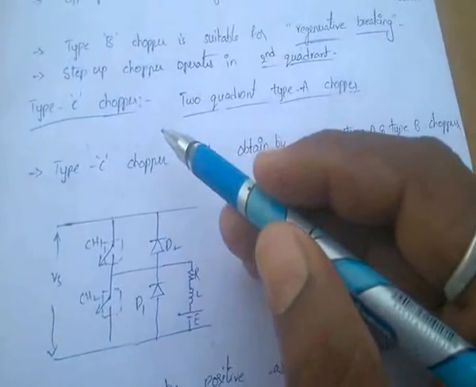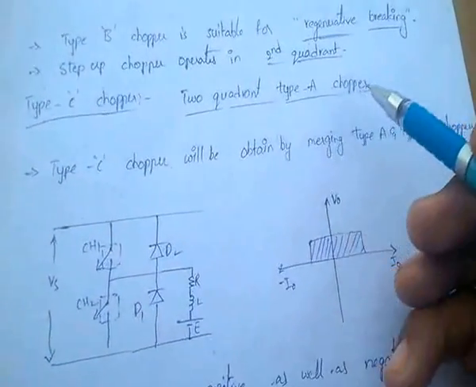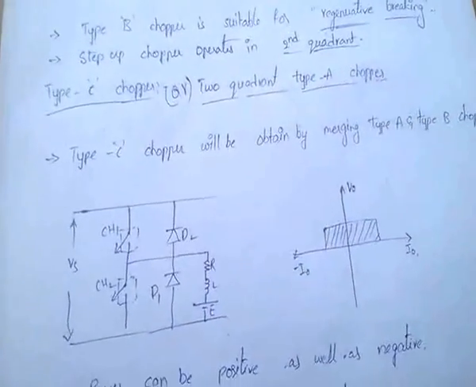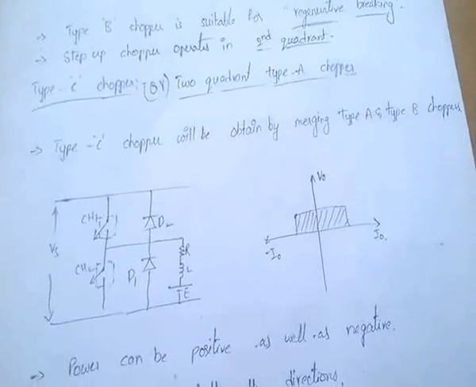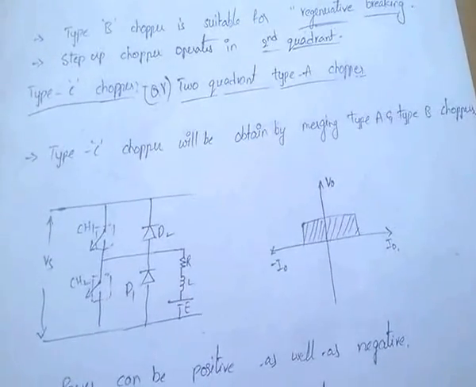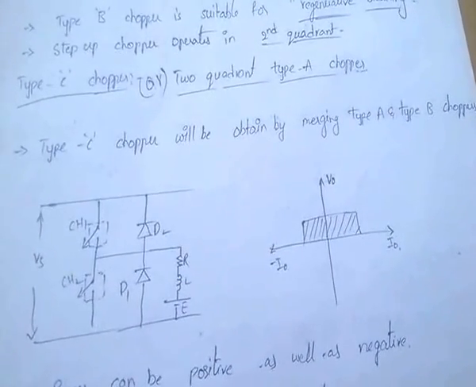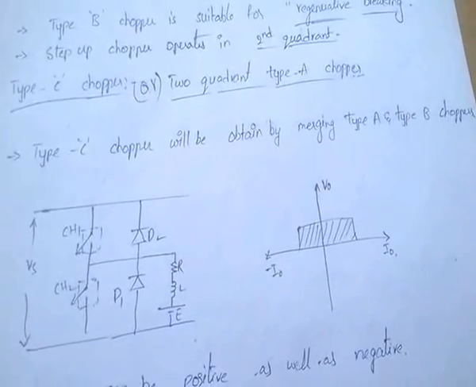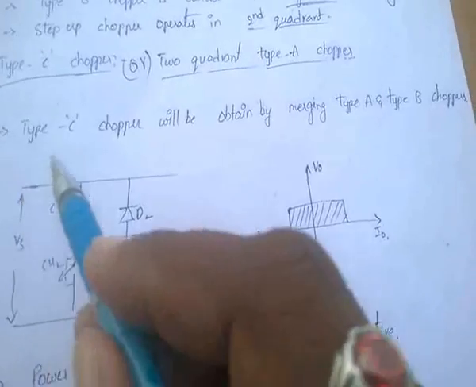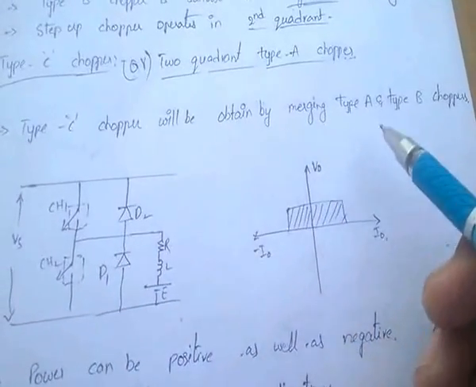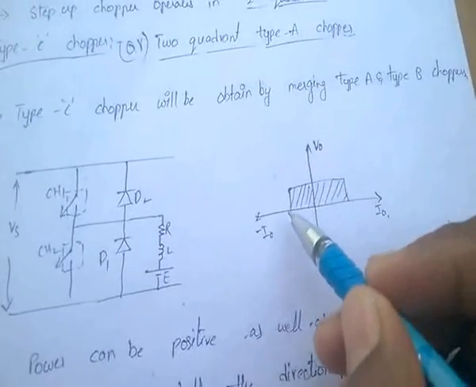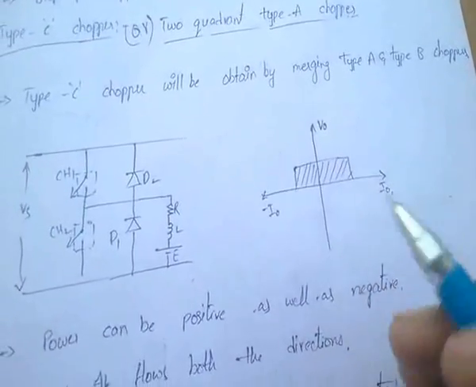Coming to type C chopper, the two quadrant type A chopper. That means to get the type C chopper, we have to merge type A and type B choppers. Type C chopper is obtained by merging type A and type B choppers. It is type A, and it is type B. So by merging type A and type B, we get the type C chopper.